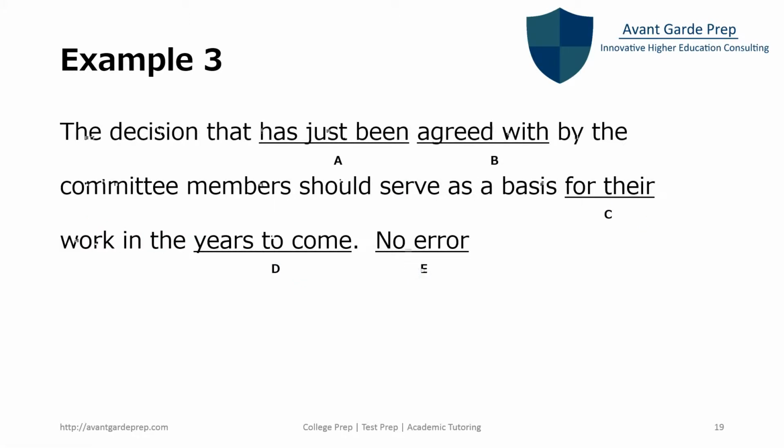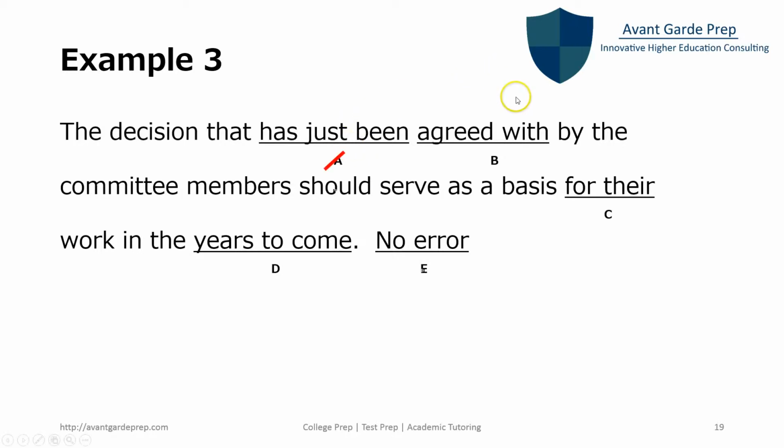Okay, last example. The decision that has just been agreed with by the committee members should serve as a basis for their work in the years to come. Okay, we're looking at A first, has just been. This is the present perfect verb tense, and it is a phrase. It's used appropriately to indicate an action that is completed in the present, so A is not our problem.